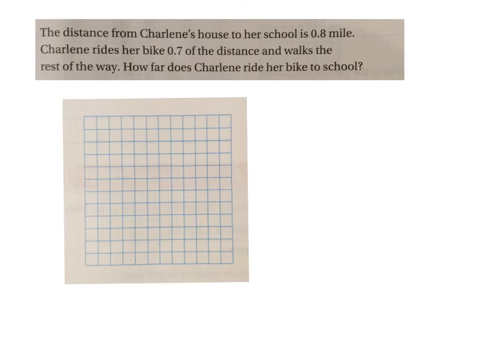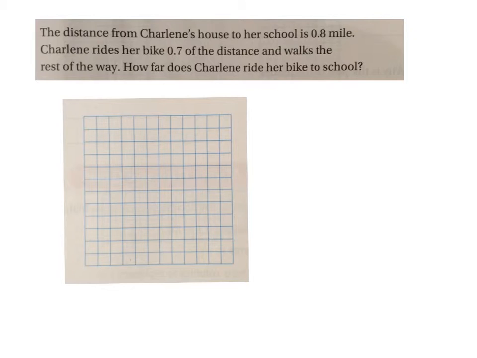Okay, let's take a look. The distance from Charlene's house to her school is 8/10 of a mile. Charlene rides her bike 7/10 of the distance and walks the rest of the way. How far does Charlene ride her bike to school? Okay, first let's figure out what is the question asking. What is the question asking, Yarden?